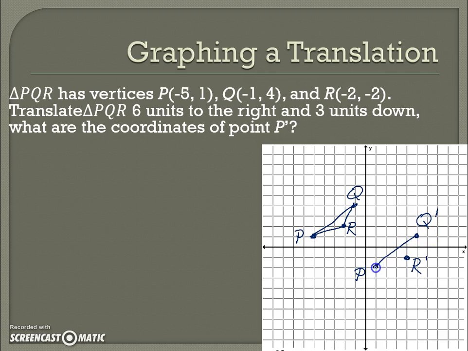And what I get is a figure that is congruent to my original. Can't see that prime because of the line. So P prime, Q prime, R prime is the figure that we get right there.